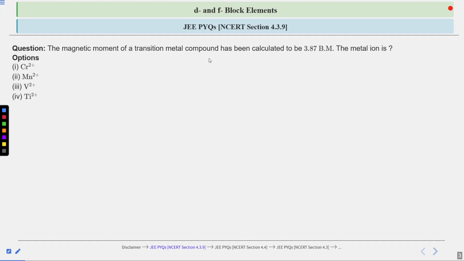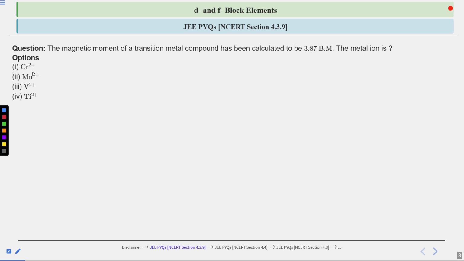So let's begin with our first question. This is a JEE PYQ and this is covering the NCERT section 4.3.9. The question is that the magnetic moment of a transition metal compound has been calculated to be 3.87 Bohr magneton. The metal ion is... So we are given the magnetic moment of a transition metal compound whose value is 3.87 Bohr magneton. You have to identify the metal ion which is associated with this magnetic moment from the given options.